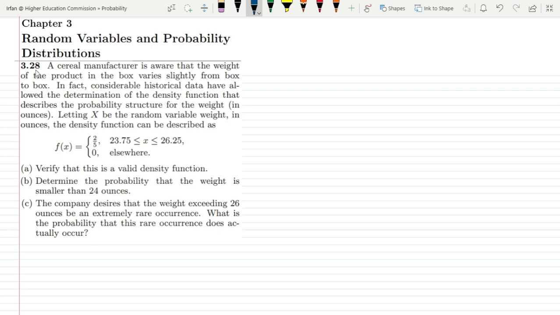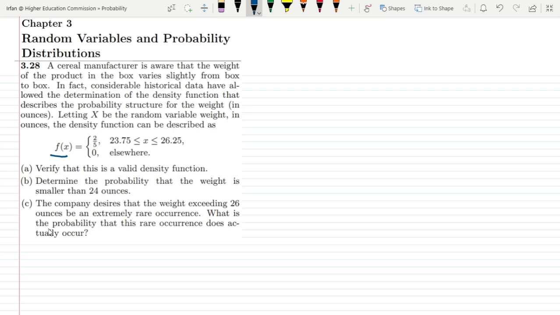So this is question 3.28 of chapter 3, and the statement of it is: a cereal manufacturer is aware that the weight of the product in the box varies slightly from box to box. In fact, considerable historical data have allowed the determination of the density function that describes the probability structure for the weight in ounces. Letting x be the random variable weight in ounces, the density function can be described as f of x equals 2 by 5, for x greater than or equal to 23.75 and less than or equal to 26.25, and 0 elsewhere.